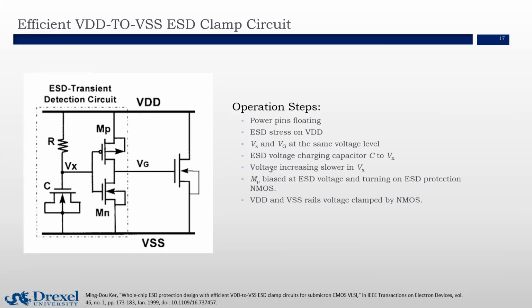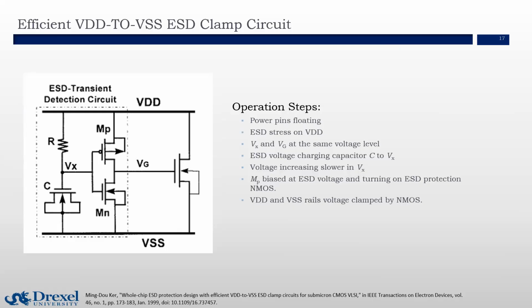However, the voltage increasing on the capacitance node is much slower than that on the power rail because of the RC delay. So we can see that the voltage on the source of this PMOSFET MP will be larger than that of the voltage of Vx, so that we can turn on the PMOSFET due to the fact that the gate voltage level is lower than the source voltage level by one threshold voltage.